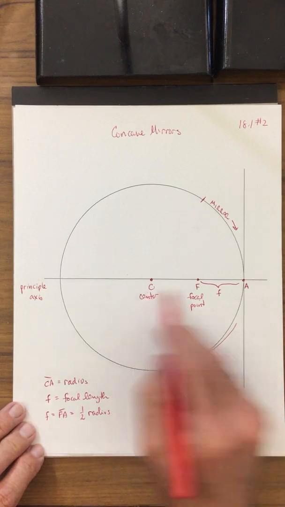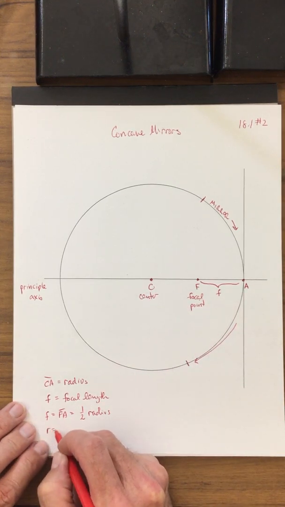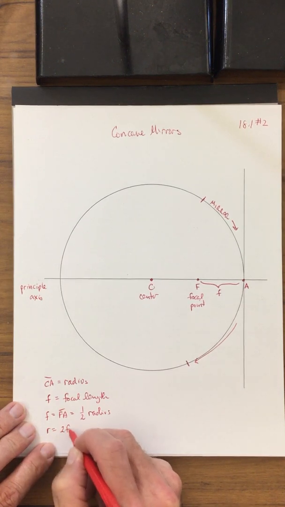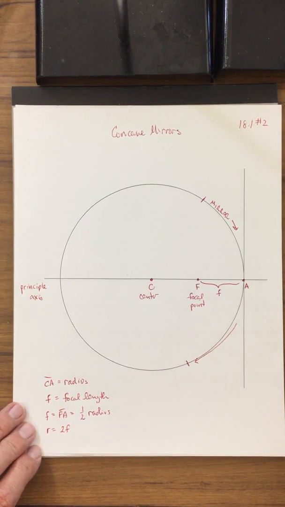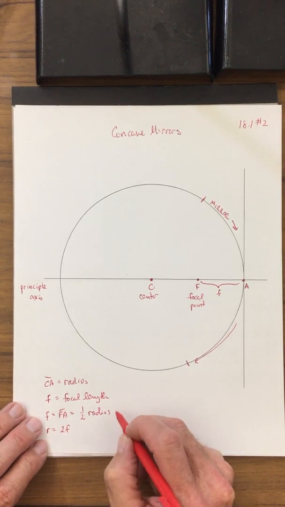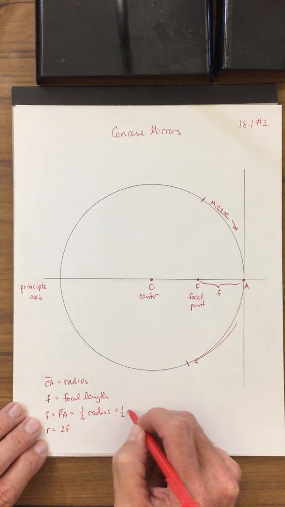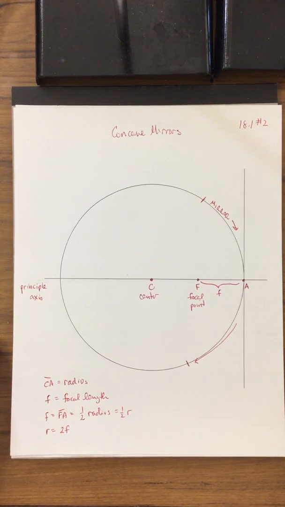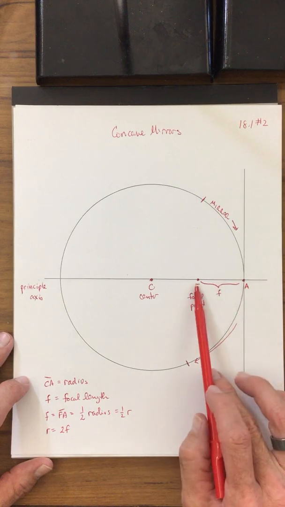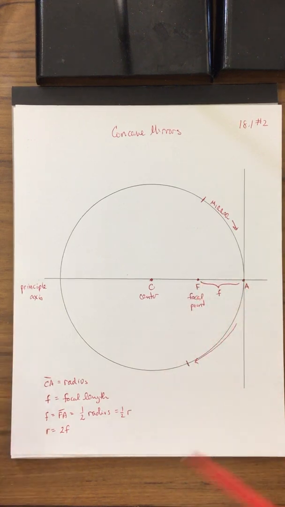Okay, or the radius can also be seen as equal to twice whatever the focal length is. So here the focal length is equal to half of the radius. You might be given the radius in part of a problem, and you have to calculate what's the focal length. It's just going to be half of that radius.